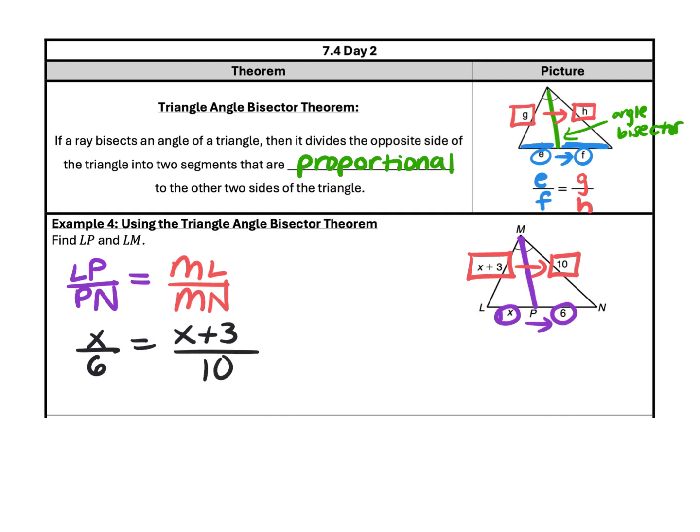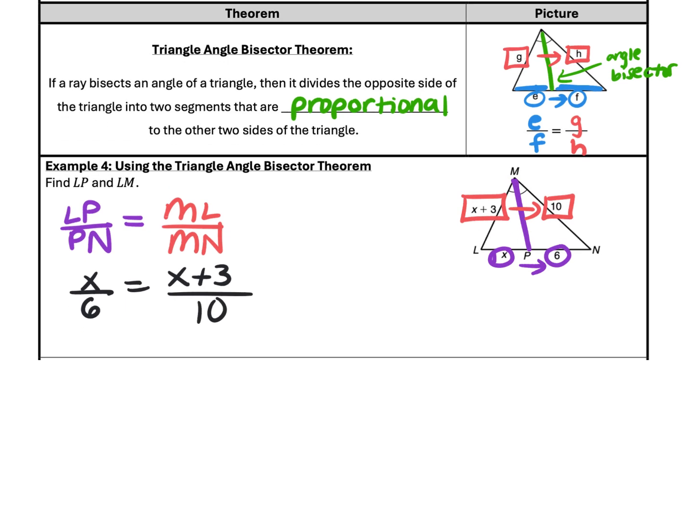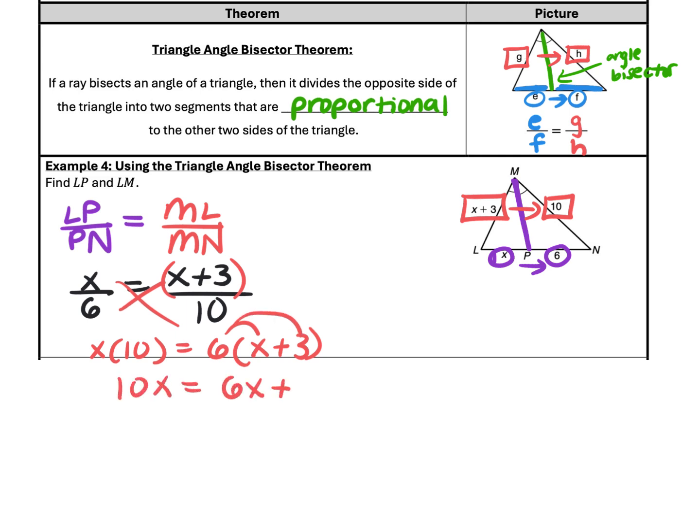And now we can just go ahead and solve that with cross products. X times 10 equals 6 times x plus 3. And remember, the whole thing's multiplied, so there's parentheses around the x plus 3. We're going to have to distribute. So 10x equals, and then it's 6x plus 6 times 3 is 18. I'm going to move the 6x to the other side. And that is 4x equals 18. We'll divide by 4. And when you do that, you will get 4.5.